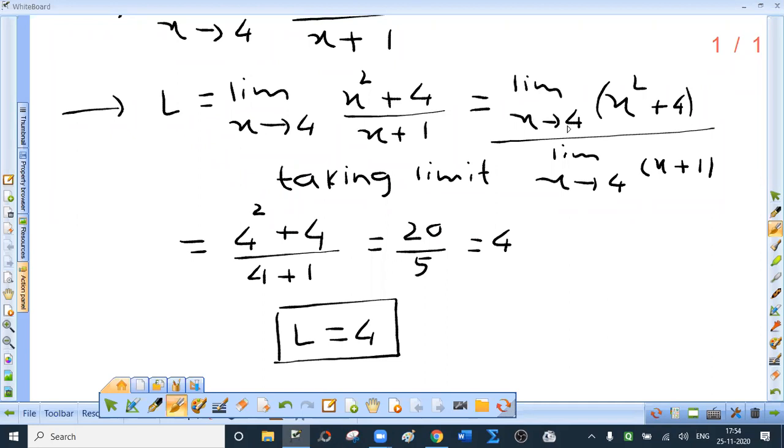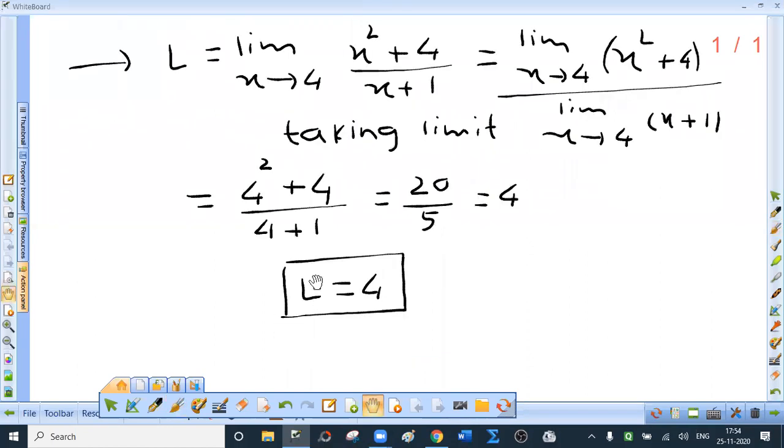And while evaluating the limit, we have to put x equal to its limiting value only. See, I'm not saying limit tends to (16 plus 4) upon (4 plus 1). No. When I write limit, it means I haven't evaluated the limit. And I have to put x equal to 4 only when I evaluate the limit. So what is the value of the limit? It is nothing but 4. Right.